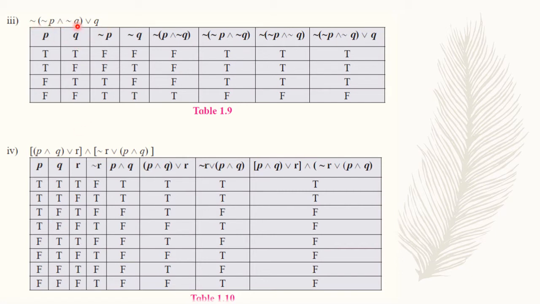Negation P and negation Q, or Q. So first we write values for P, then for Q, then negation P and negation Q. Then we check the smaller bracket, that is negation of P and negation of Q. Here the bracket should be outside, okay, not inside.